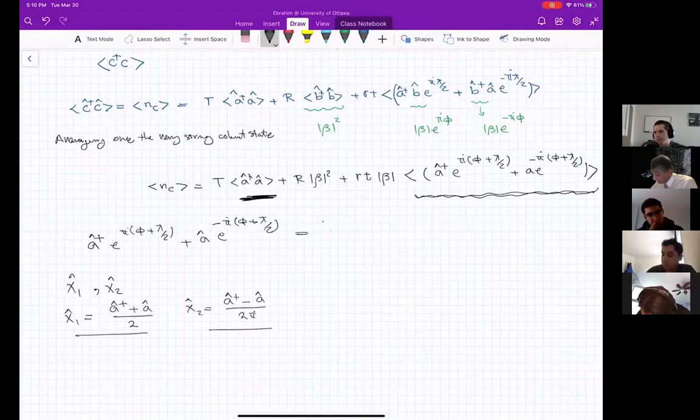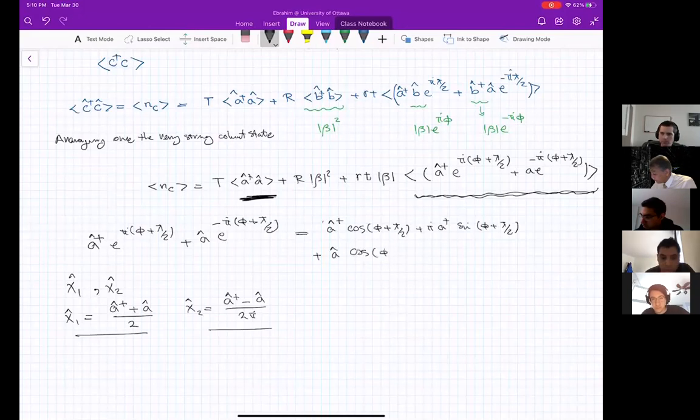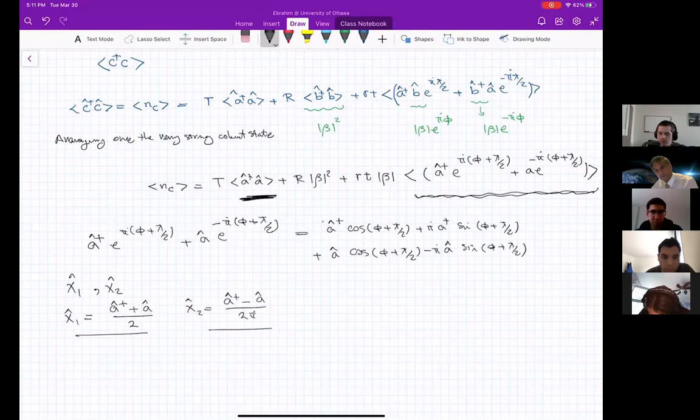Okay, so this is a dagger. That will be cosine and sine. So it will be a dagger cosine of phi plus pi divided by 2, plus i a dagger sine of phi plus pi divided by 2, then plus a cosine of phi plus pi divided by 2, minus i a sine of phi plus pi divided by 2. Do you agree? Good.